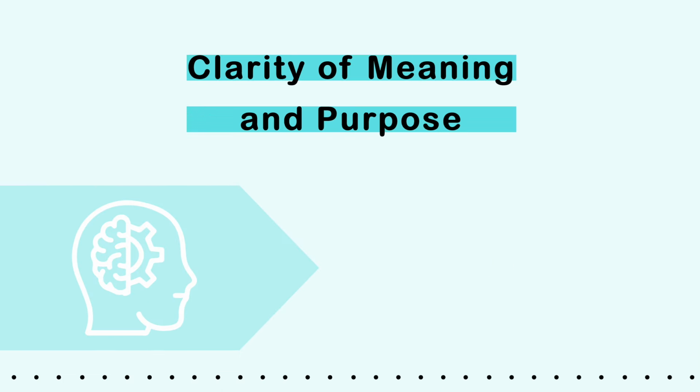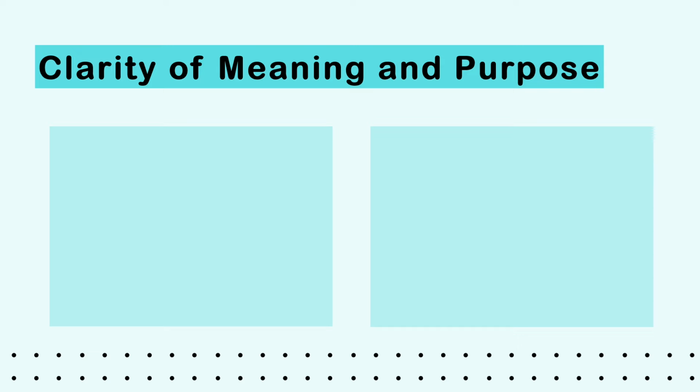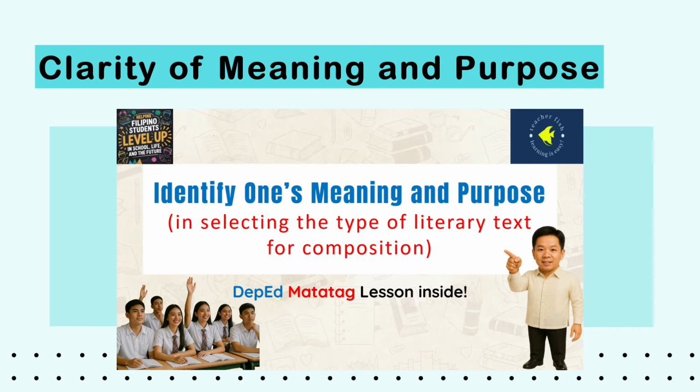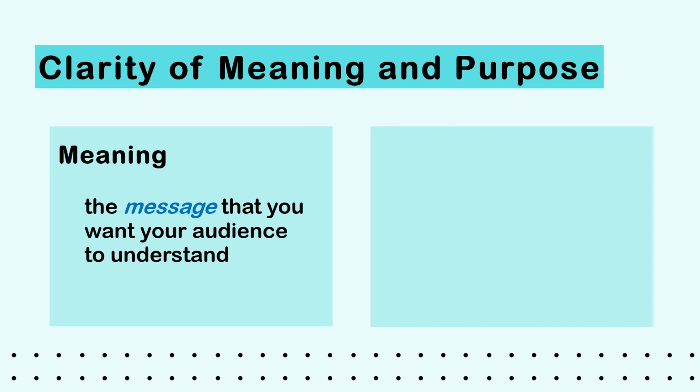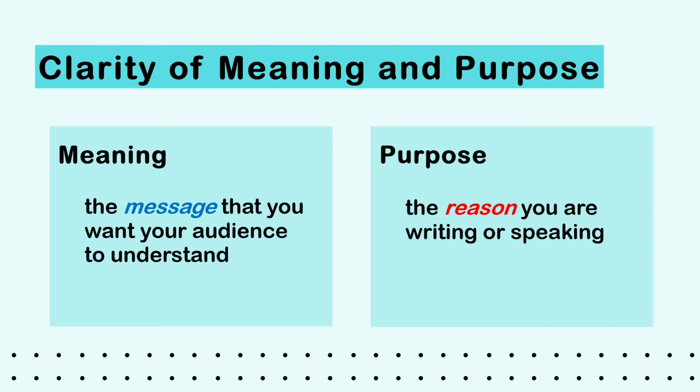Before we go further, let us first talk about clarity of meaning and purpose. Na-discuss na natin ito sa isa nating lesson video during the first quarter, so I suggest watch it again to fully understand what meaning and purpose are. But just to refresh, meaning is the exact message you want the audience to understand, while purpose is the reason you are writing or speaking, or what you want the audience to believe or do.